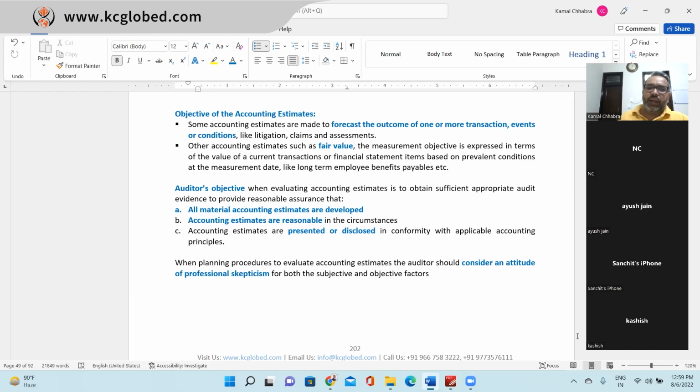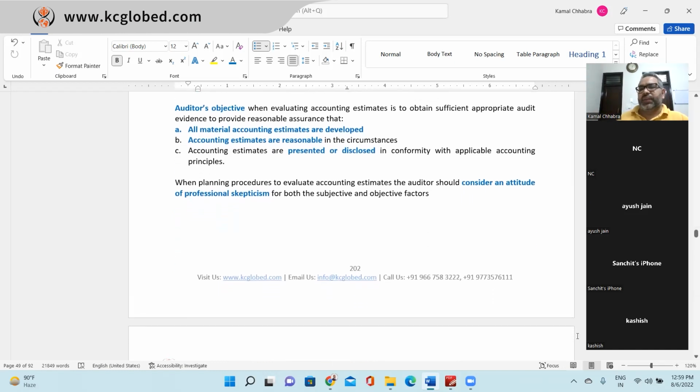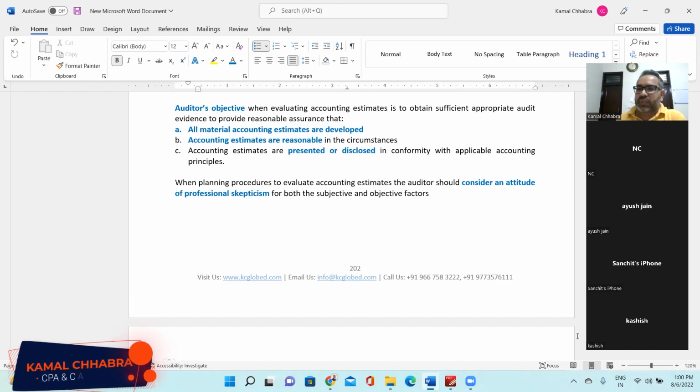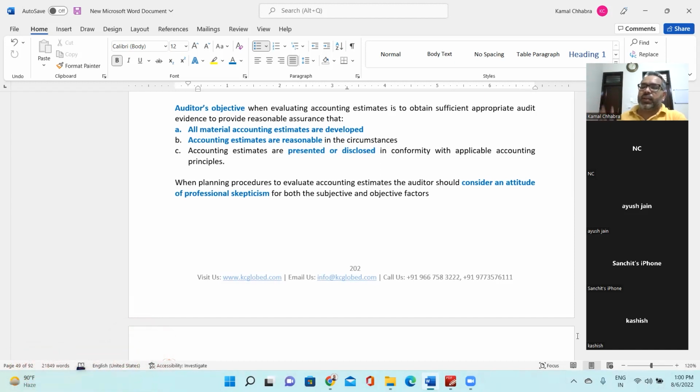The auditor objective when evaluating the accounting estimate is to obtain sufficient and appropriate audit evidence. So our main objective is to obtain sufficient and appropriate audit evidence to provide a reasonable assurance to our opinion, right? So what reasonable assurance you need to take? First is, all material accounting estimates are being developed by the management. Second is, accounting estimates are reasonable in the respective circumstances. And the last one is, accounting estimates are presented and disclosed in conformity with the respective applicable accounting principle or accounting framework. So these three are the major objective when we are doing the audit of accounting estimates.